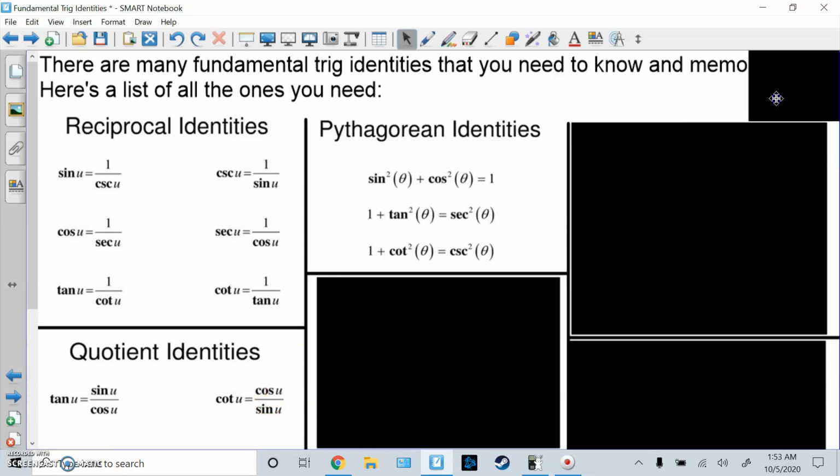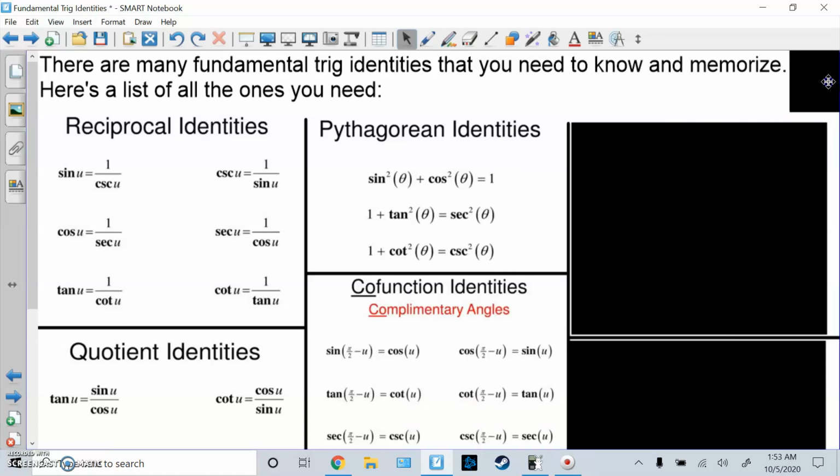The new ones that we don't have yet are the Pythagorean identities, there's 3 of them. Sine squared plus cosine squared equals 1, that's the main one. Then you have 1 plus tangent squared of whatever angle equals secant squared of whatever angle. Then 1 plus cotangent squared of whatever angle equals cosecant squared of whatever angle.